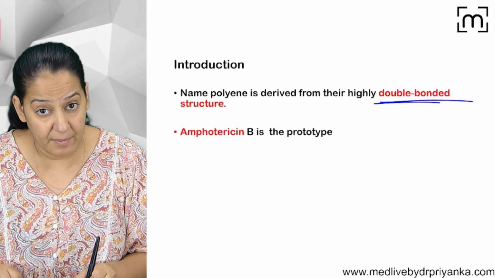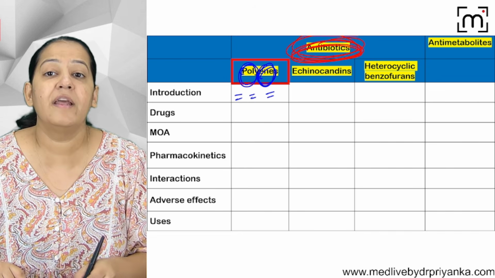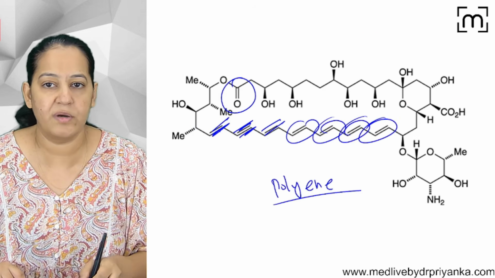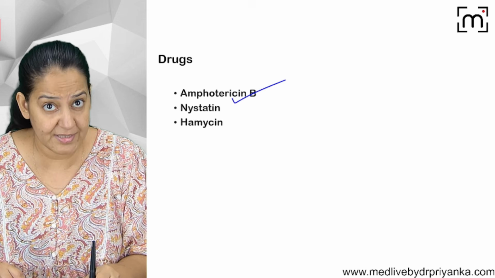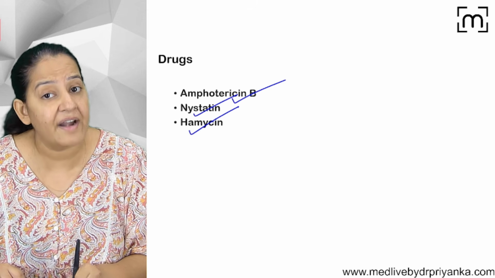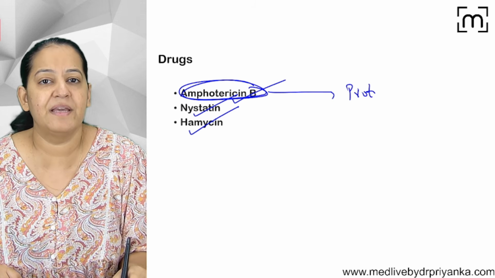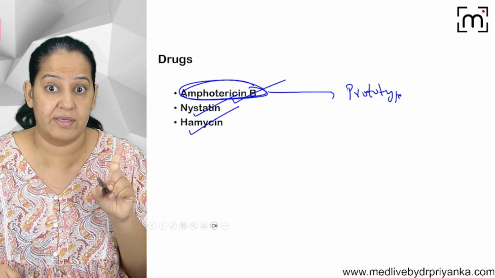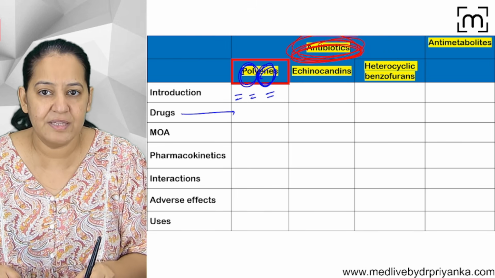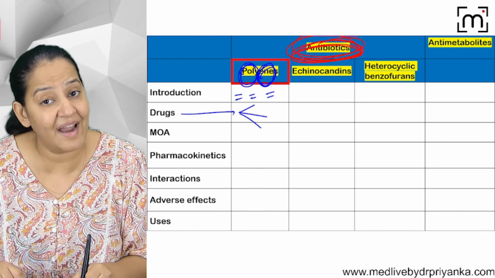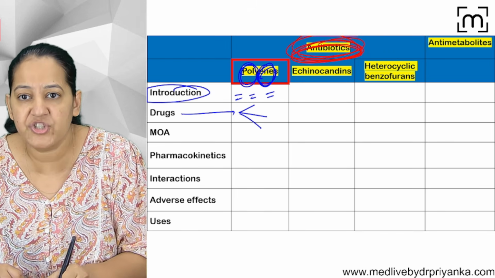Okay, the prototype drug here is Amphotericin B. Enumerate the drugs. There are 3 drugs. What are the 3 drugs? The 3 drugs are Amphotericin B, Nystatin and Hamycin. But the prototype among them is Amphotericin B. Amphotericin B is the prototype, but you should learn the 3 drugs. What are the 3 drugs? Amphotericin B, Nystatin and Hamycin. So write down the introduction, write down the drugs.